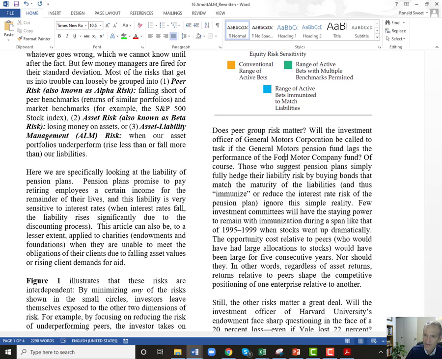So you can't use peer risk without acknowledging the difference in the risk of the actual asset portfolio and liability portfolio that you have. So I say, does peer risk matter? It matters once you adjust for the risk. And once you adjust for the risk, you discover that peer risk really disappears. It's a very, very small risk.